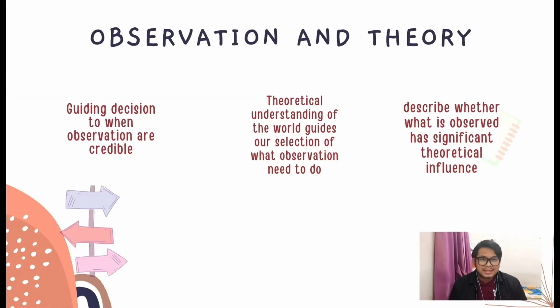As you can see, we are focusing on three major points. The first one is theory as a guiding decision for when observations are credible. The second one is that a theoretical understanding of the world guides our selection of what observations we need to do. And the last one is to describe whether what is observed has significant theoretical influence. So let's go to the first one.